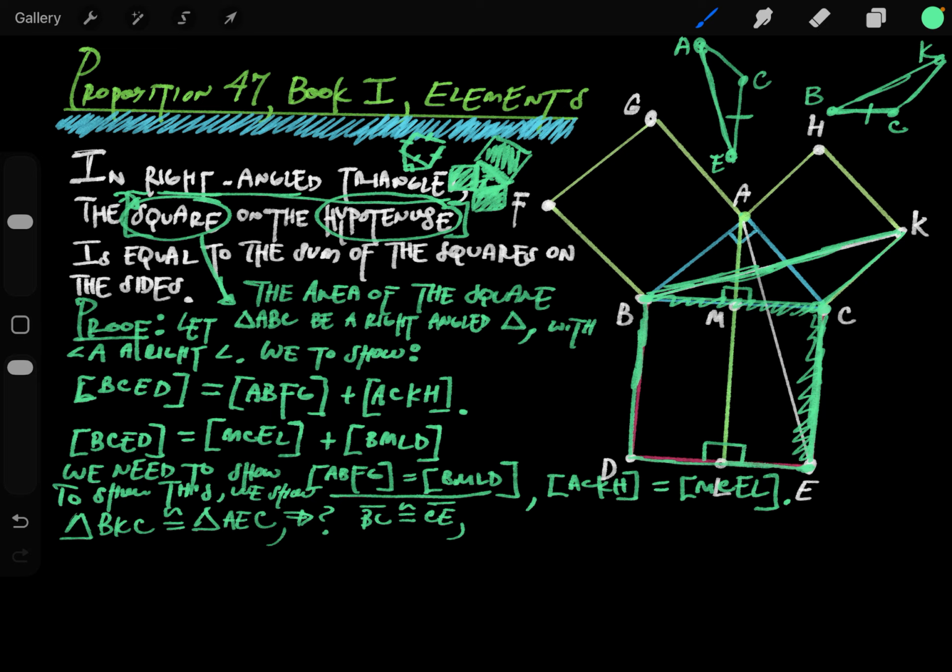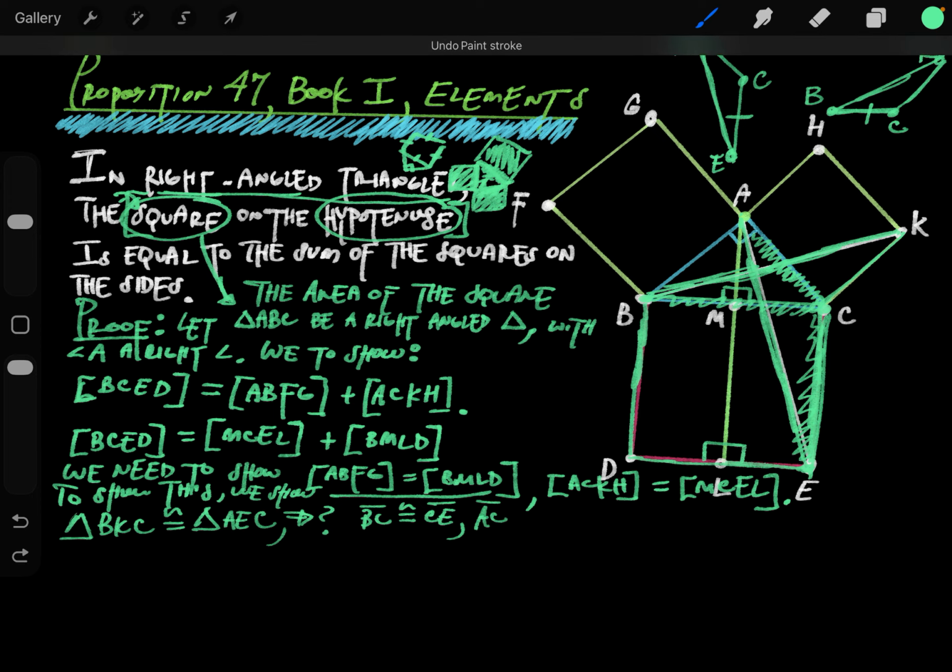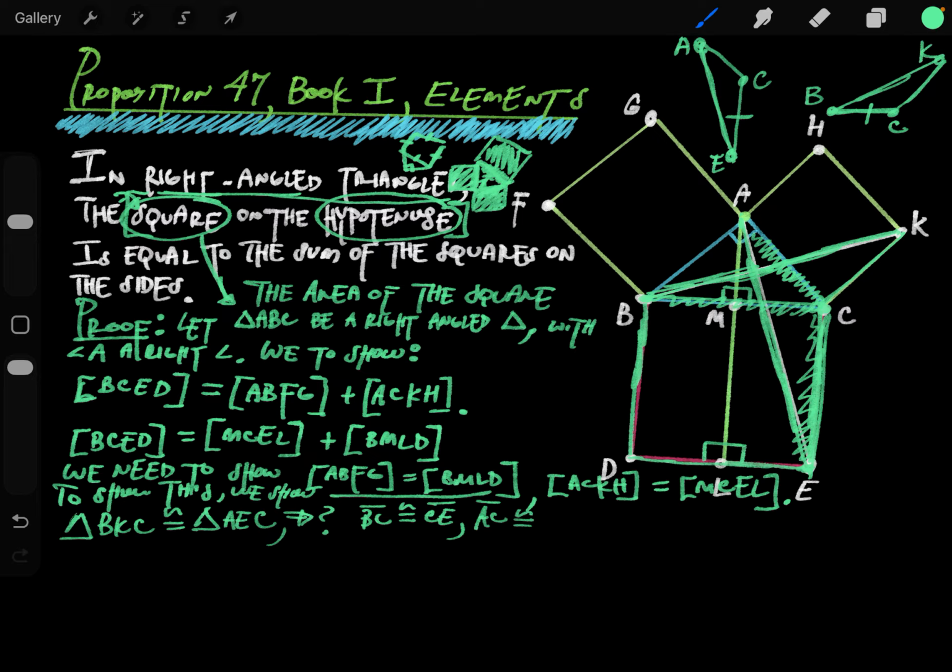Then, if we look, AC, this side, in this triangle, right? AC is the same thing as CK, because, again, this is two sides of a square. So AC is the same thing as CK. And now, if I could show that this angle here is the same as this one, then by side angle side, these two triangles are indeed congruent.